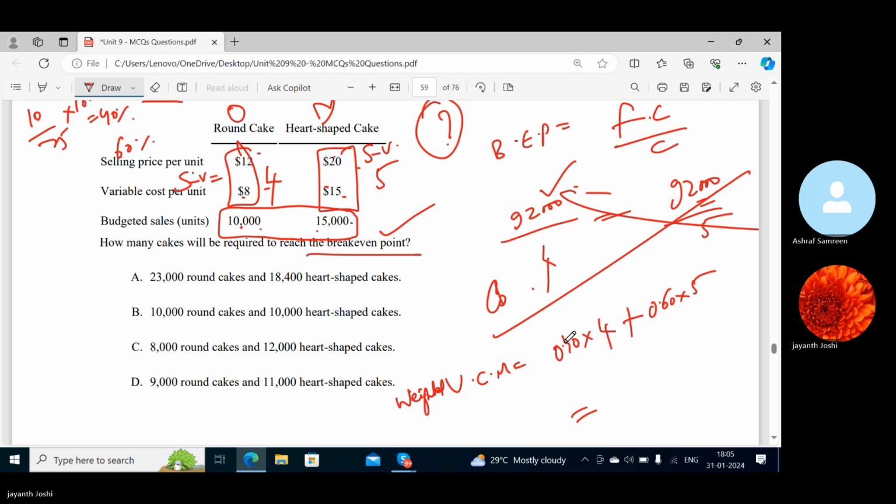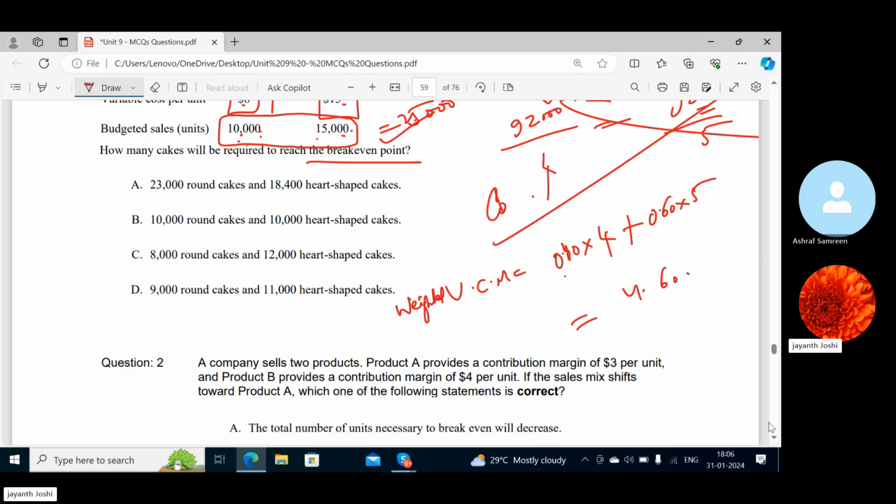So how did we get 40%? See, the sales are 10,000 and 15,000. So total sales is 25,000. 10,000 out of 25,000 is 40%. 15,000 out of 25,000 is 60%, right? So we have to find a weighted average unit contribution margin when it is a multi-product break-even point, because the contribution is common for both, right? Yes, sir. Okay, 4.60.